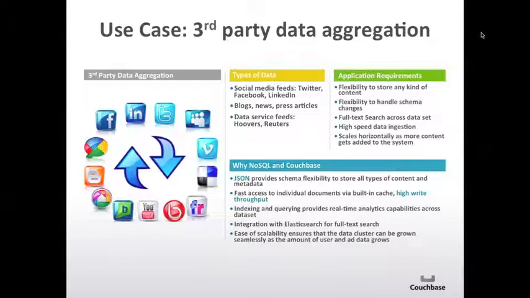So why does Couchbase meet the third-party data aggregation requirements? With Couchbase, you have the JSON document model, which allows you to store all types of content and metadata. The fast access is provided again by the in-memory object managed cache. We also provide high write throughput, and there's high throughput for all kinds of workloads, read, write, and mixed. You would have indexing and querying, using which you can build simple real-time analytics across your data set. Integration with Elasticsearch for full text search in Couchbase. And also the ease of scalability, the fact that you can hit one button in Couchbase and grow your cluster to add more nodes.